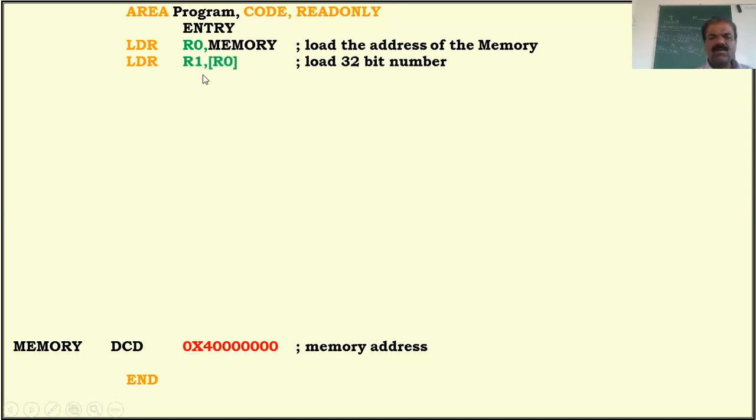Then LDR R1, [R0]. Load register R1 from the memory location. The bracket refers to memory. Which memory? The address given by R0. R0 is used as a pointer. It gets the address, goes to get the data from this location and places that data in register R1.